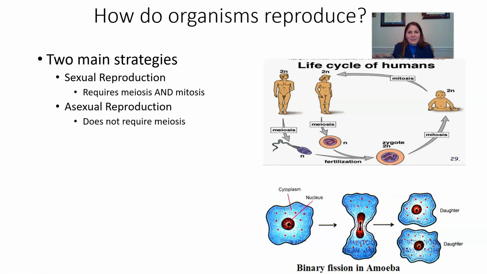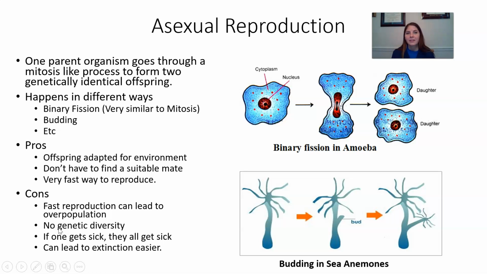So, how do organisms reproduce? Well, they employ two different strategies. Organisms can either reproduce sexually or they can reproduce asexually. As far as asexual reproduction goes, A in biology means without. So, asexual reproduction means without sex. This can happen in a couple of different ways.